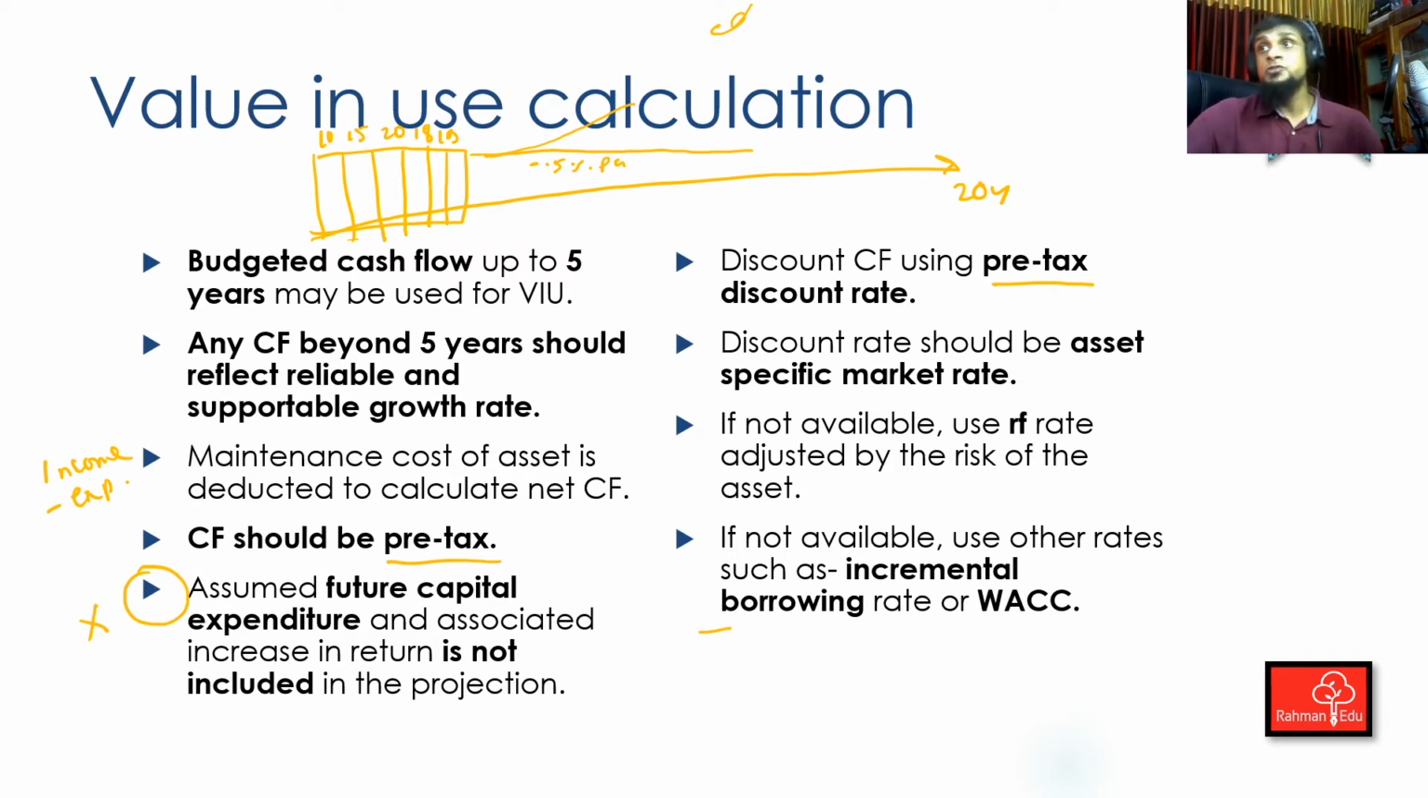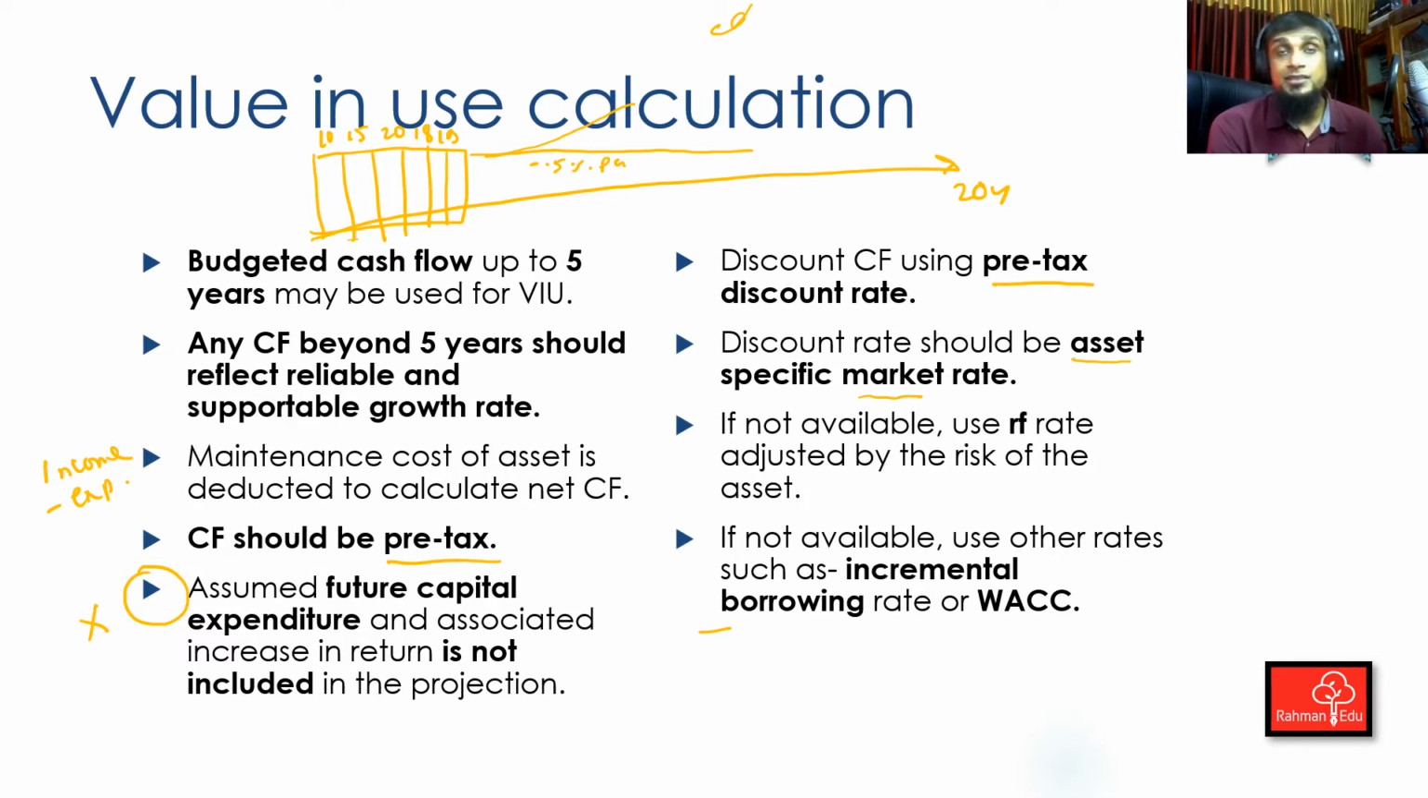On the other hand, for the discount rate, once again the pre-tax discount rate, we are going to use an asset-specific market rate: the current market assessment of the time value of money, reflecting the risk associated with the asset. Market rate, and the risk is specific to the asset. If you can't find that, then use a risk-free rate and adjust it using the risk of the asset, using something like CAPM that you have learned in F9, some kind of calculation.